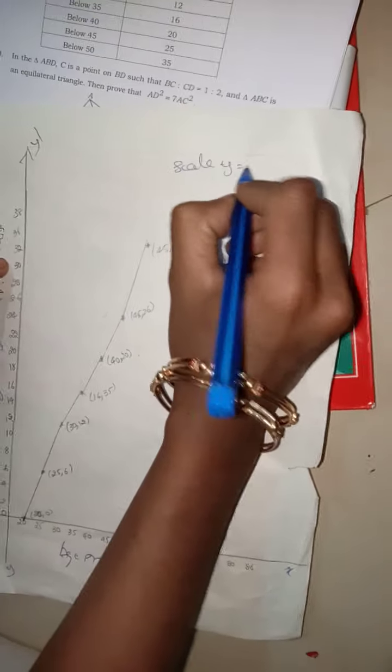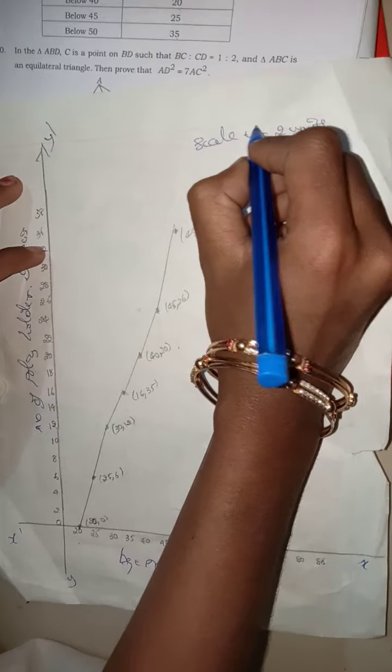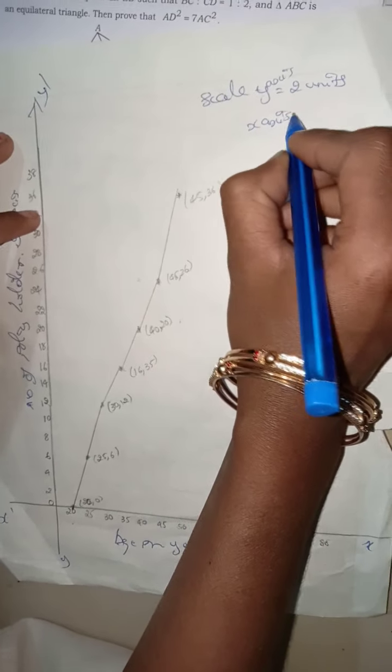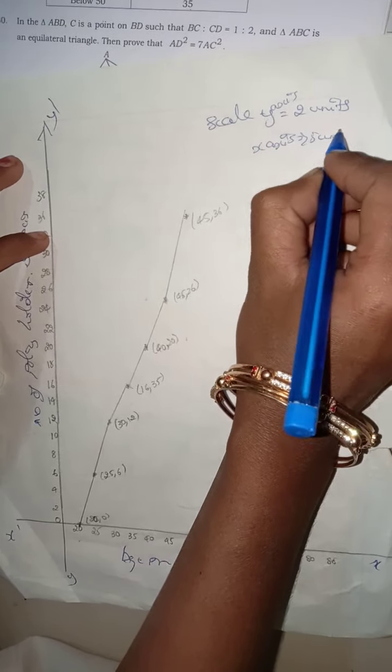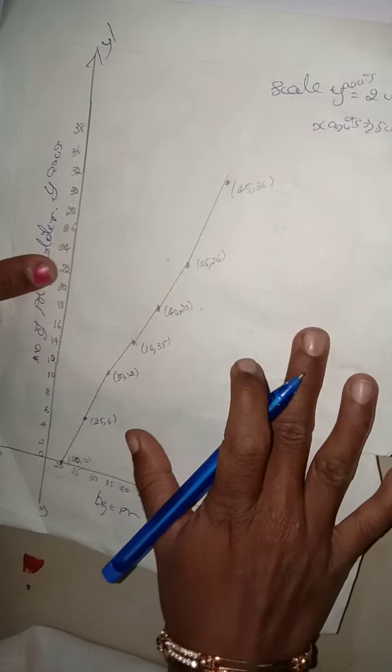Scale: common difference on the y-axis is 2 units, and on the x-axis 5 units. The scale and the marking are mandatory in the graph sheet.